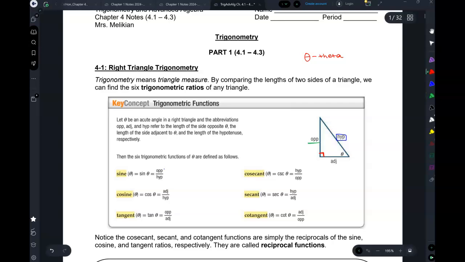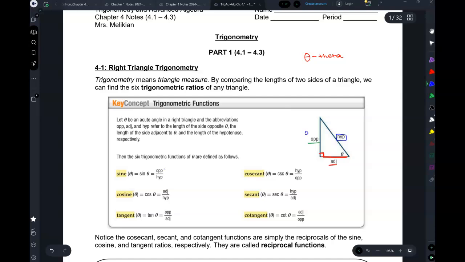The other side here is touching that angle theta. It's adjacent to it, right? It means touching. So we call that the adjacent side. So now we have three sides to this triangle that we labeled. And each one of them has a different measure.